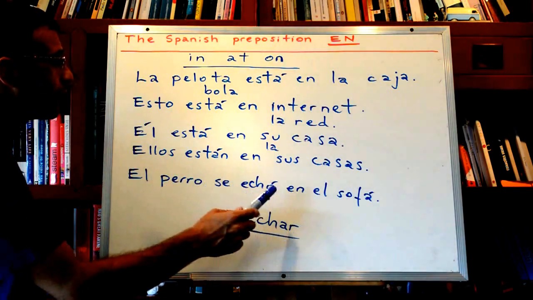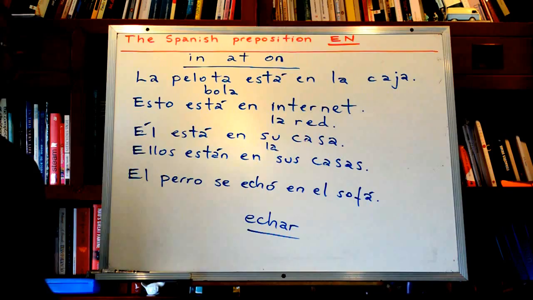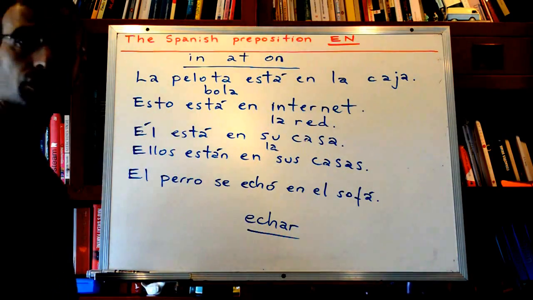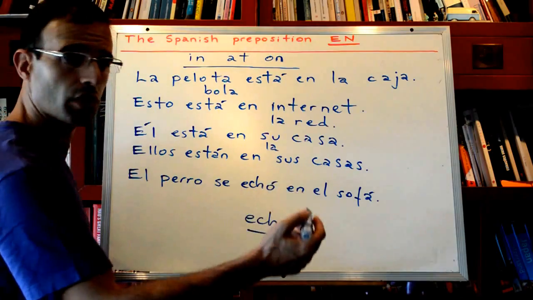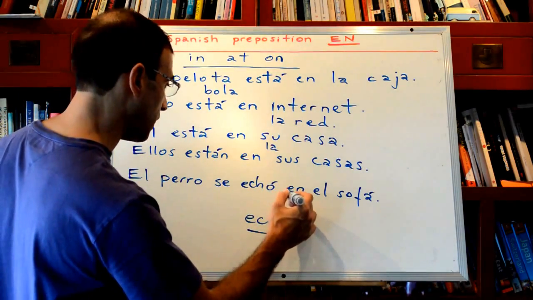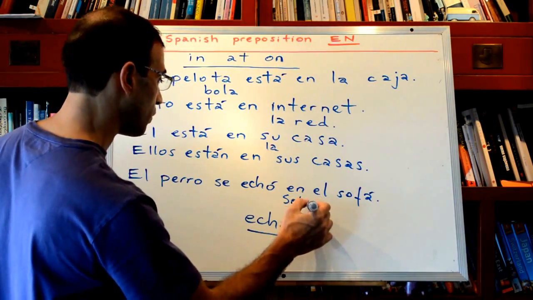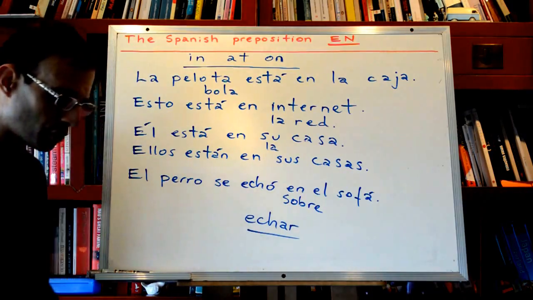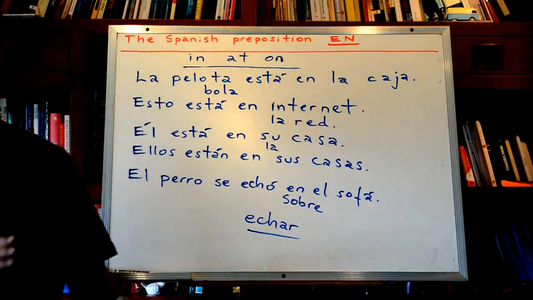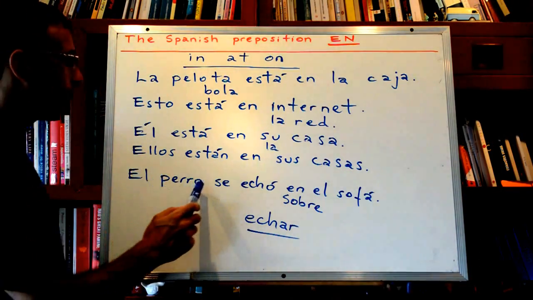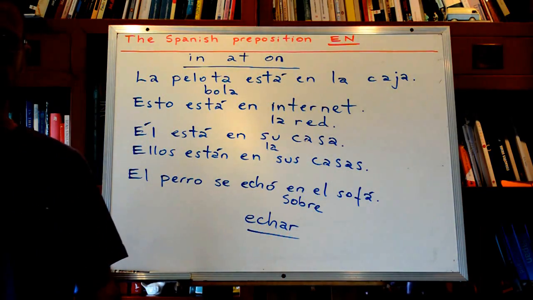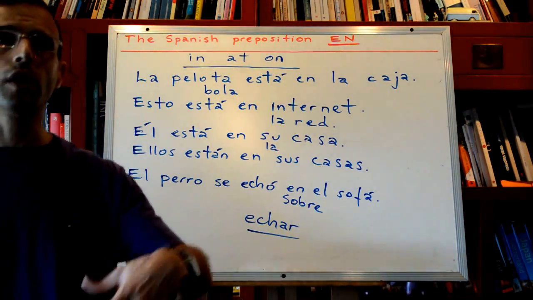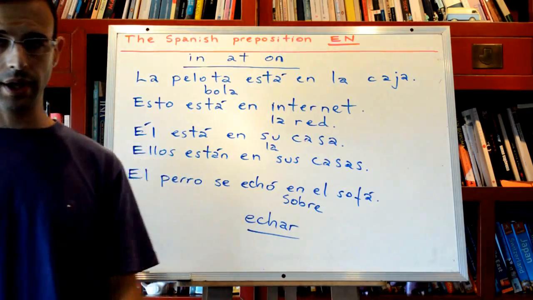So, el perro se echó en el sofá can either be in the sofa or on the sofa, right? En el sofá. Of course, we can also use other prepositions. We can say sobre. Sobre is more specific to say on, right? El perro se echó sobre el sofá. The dog laid on the sofa, okay?